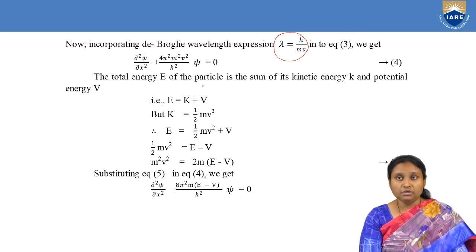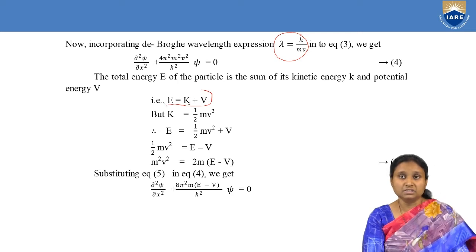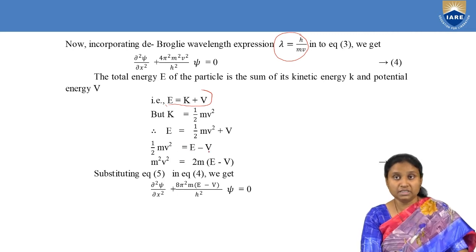Now, we know that if we take a particle and its total energy is E, the total energy is given in terms of kinetic energy and potential energy. So K is our kinetic energy and V is potential energy. Generally kinetic energy is expressed as half mv². Therefore our total energy is half mv² plus V, and if I take this potential energy to the other side, then I have my kinetic energy as total energy minus potential energy.